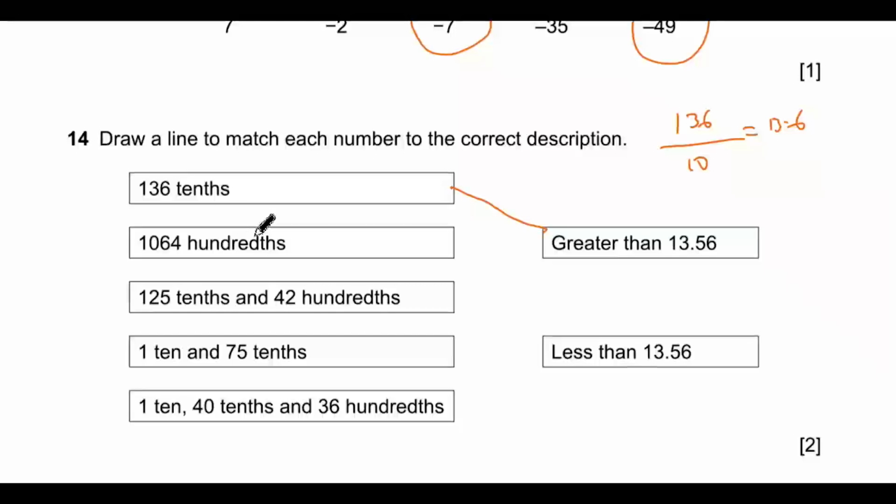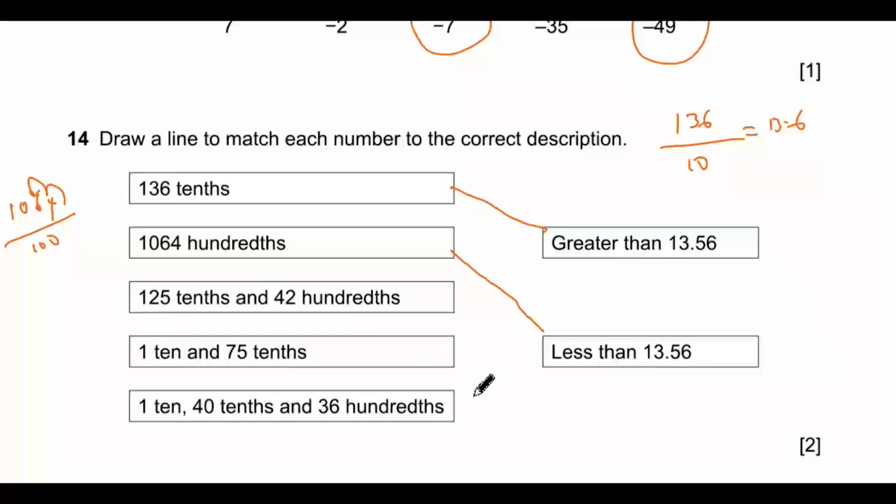So the next one will be 1064 hundredths, that is 1064 over 100. So the decimal point will shift backward by 2 places. So this will be 10.64. Of course, it will be mapped to this one as it is less than. Then the next one will be 125 tenths and 42 hundredths.